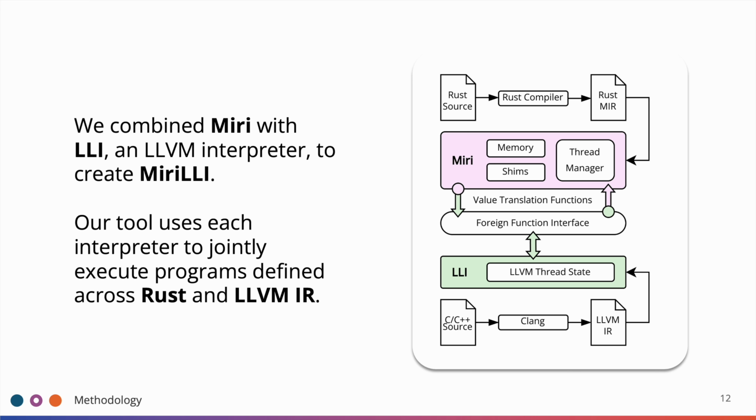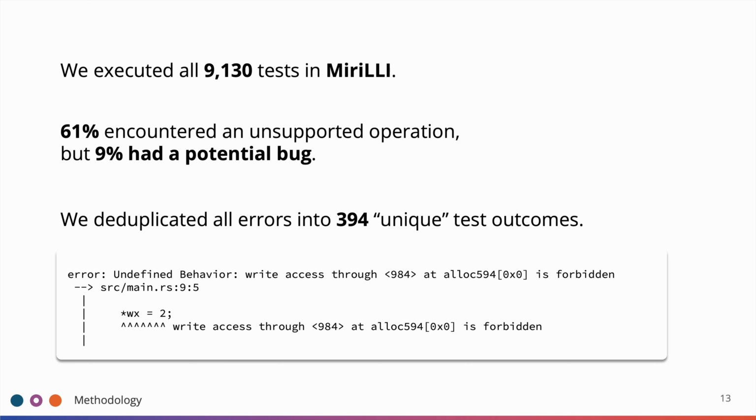So we took our tool and executed all of the test cases that we found, and the majority found some operation that our interpreter didn't support. However, 9% did have what we'd consider to be a potential bug, so an instance of undefined or undesirable behavior. We took all of these individual test outcomes and deduplicated them into 394 unique outcomes to manually investigate. Our deduplication process involves finding execution-specific identifiers, like the borrow tags and addresses shown in the error message below, and then removing them so that the content of the message would be the same across test runs.